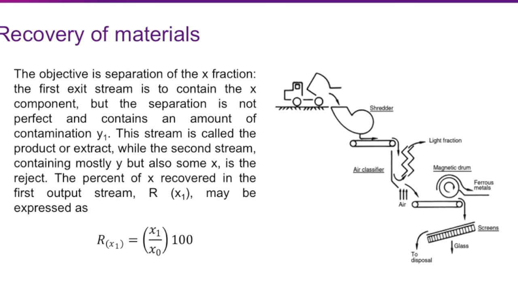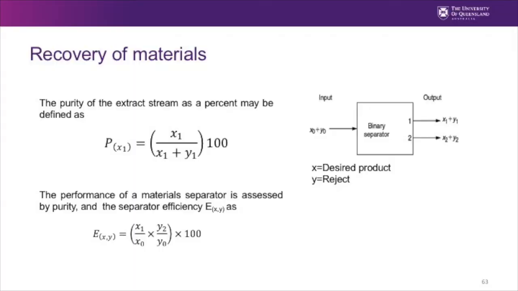The percent of X recovered in the first output stream, R, may be expressed as follows. So this is R and it means recovery, and it is based on how much was recovered from one target material, that is, the target material is X, all right? And X0 is the initial amount of material, while X1 is the amount of material that was recovered. Okay, and it is multiplied by 100.